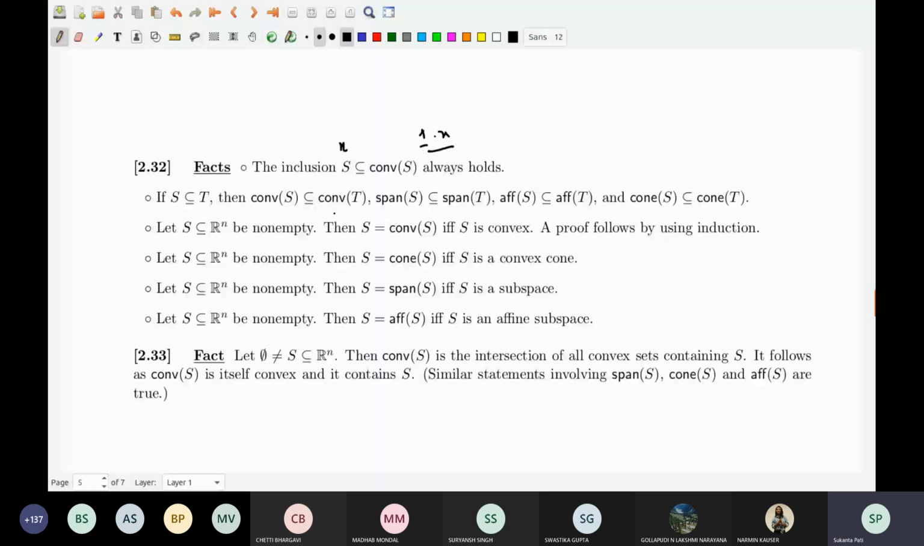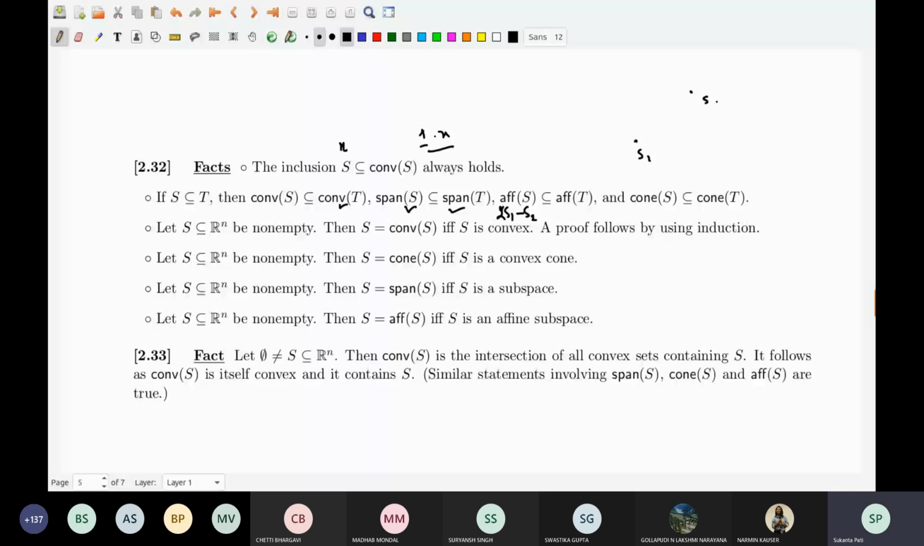Whatever combination, if you take 2 times S1 minus 1 times S2, that is 2S1 minus S2, where S1, S2 are some points. For an affine combination you require the sum of the coefficients to be equal to 1. By the way, when you take S1 and S2, if this is S1 and if this is S2, what is 2S1 minus S2?